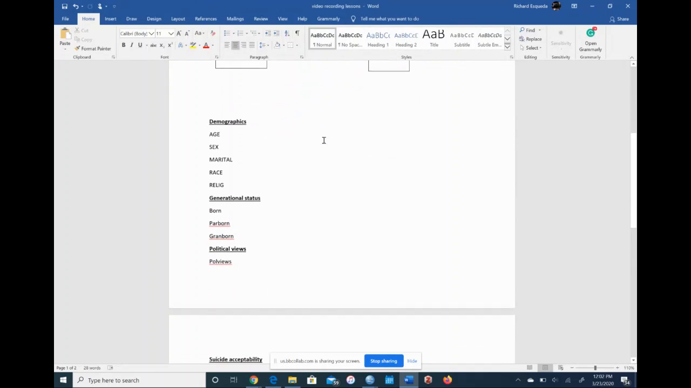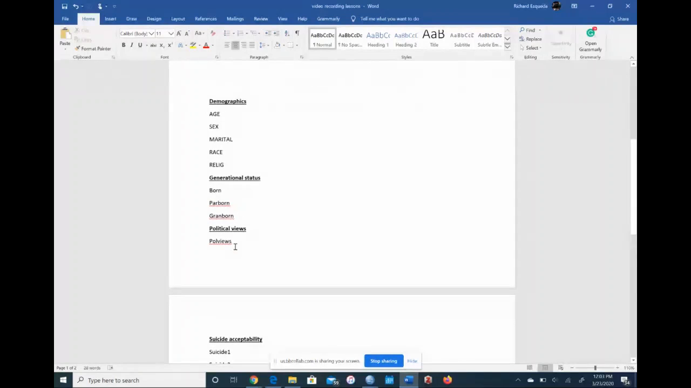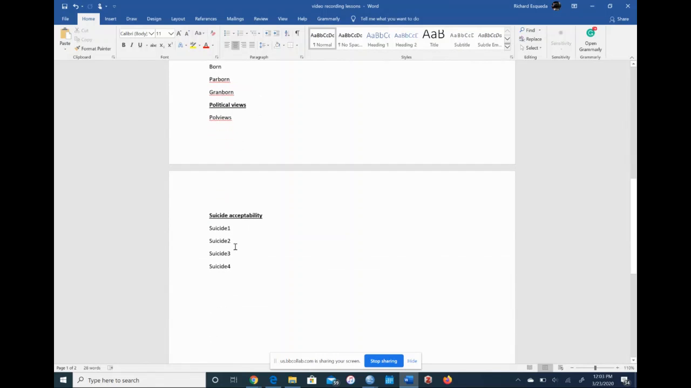Okay, political views, there was one variable in the GSS that accurately measured political views, and here it asks the respondent how they view themselves. Okay, their political views. Do they think of themselves as extreme conservatives or extreme liberals? Okay, this is an ordinal scale measure.